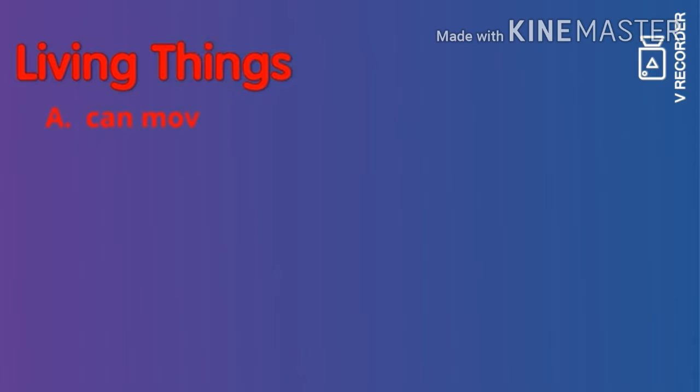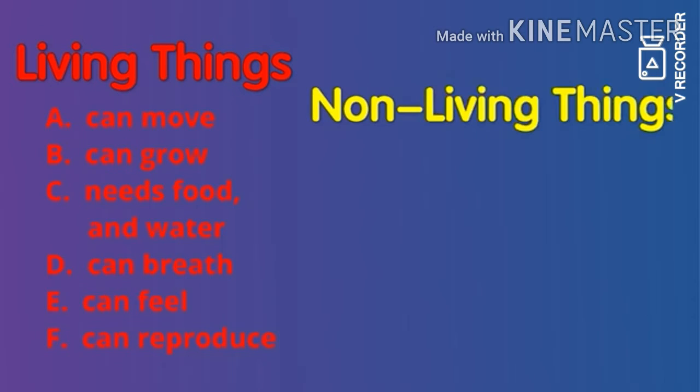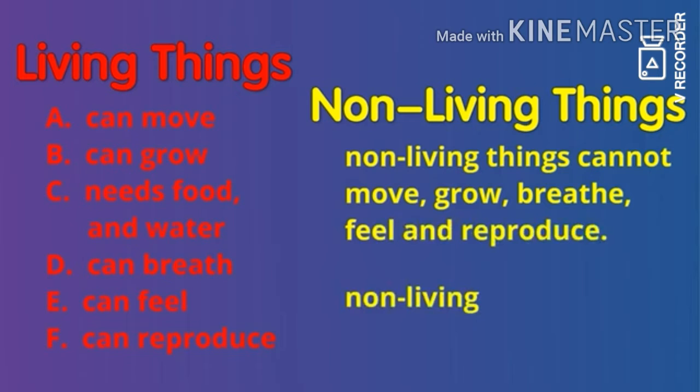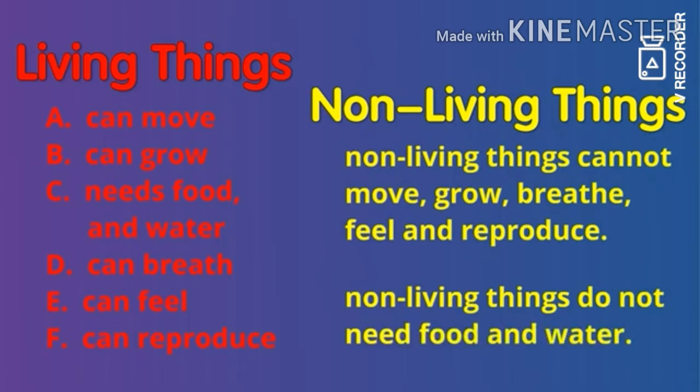Characteristics of living things and non-living things. Living things can move, can grow, need food and water to live, can breathe, can feel, and can reproduce. Non-living things cannot move, grow, breathe, feel or reproduce. Non-living things do not need food and water.